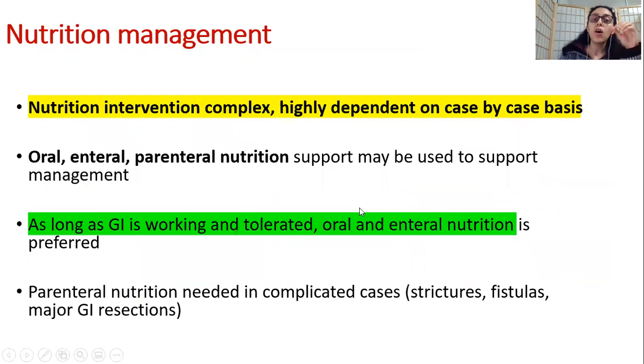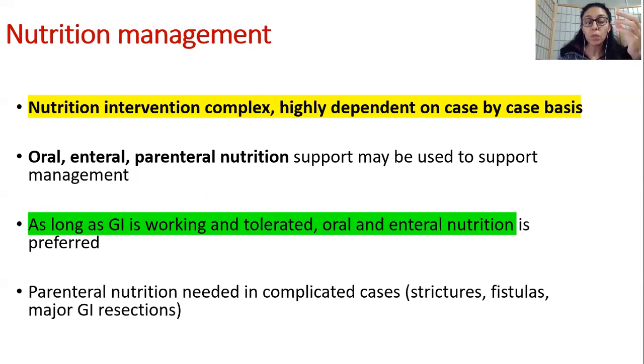Nutritional management of these conditions is very complex. The rule of thumb stays as always: if the gut is working, try using the gut to its maximum capacity possible. And if you cannot use it, then you may have parenteral nutrition, or you may have enteral nutrition when the gut is being used.